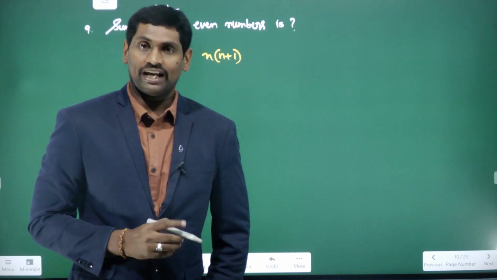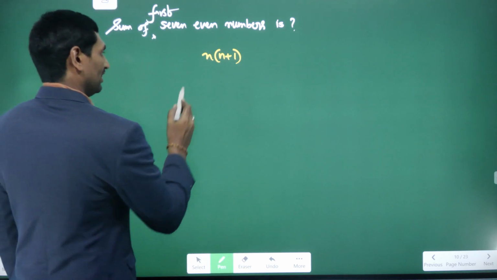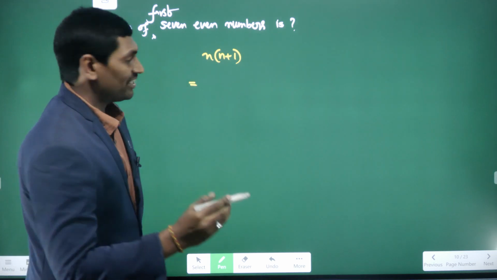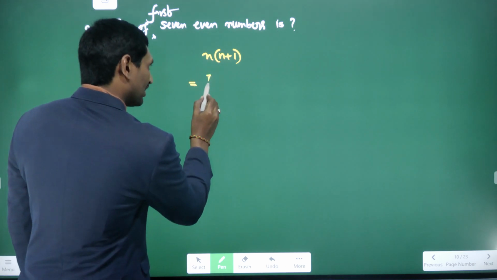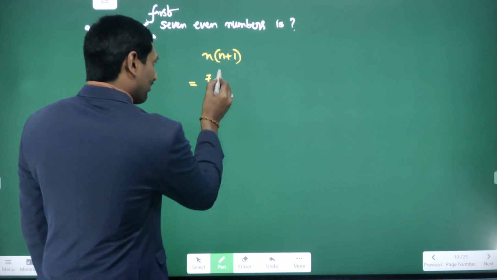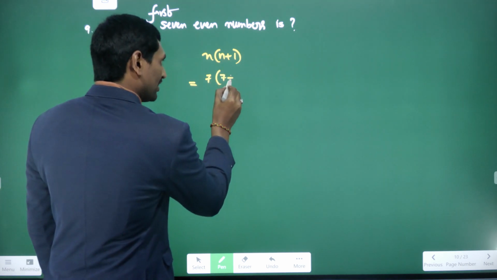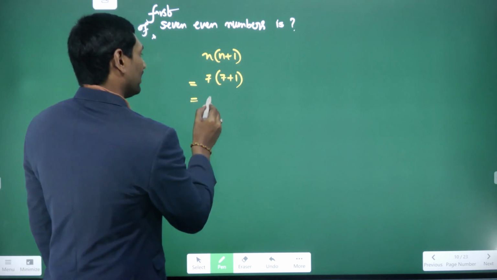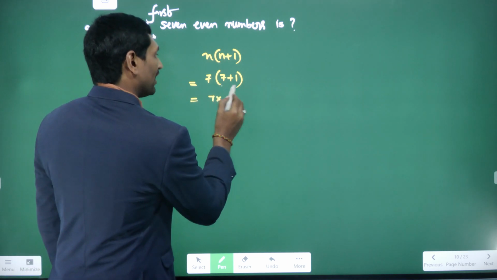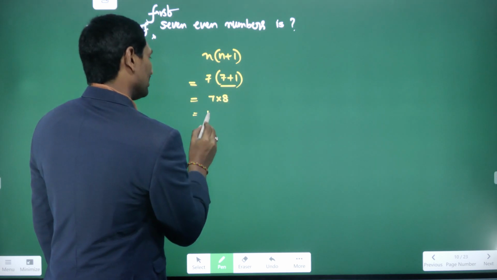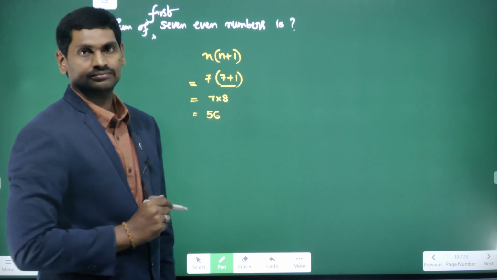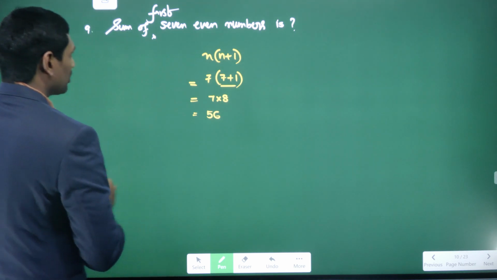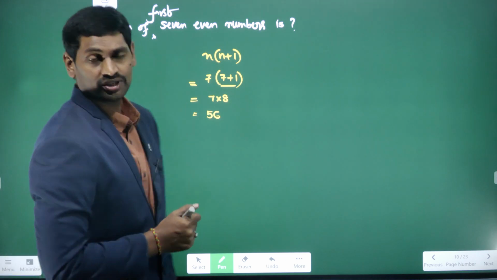N into n plus 1. Let us see how many even numbers we want. 7 even numbers. In the place of n, we can use 7. 7 into 7 plus 1. Okay? 7 into 7 plus 1 value is 8. 7 8s are 56. So is it possible for 7 even numbers?